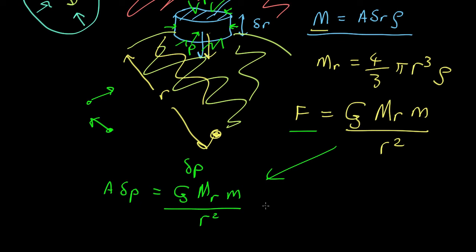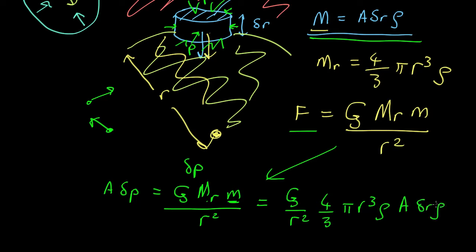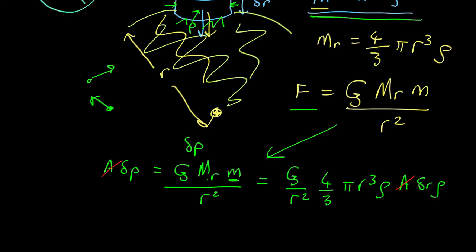Now, we know what M_r is. So we can substitute that in and get G over r squared times 4/3 pi r cubed times the density. That's M_r. Now what's this m here? That's given up here. So that's A delta R rho. So what we can see is that we have an area on both sides that cancels out. So we've got the difference in pressure and the difference in radius here.